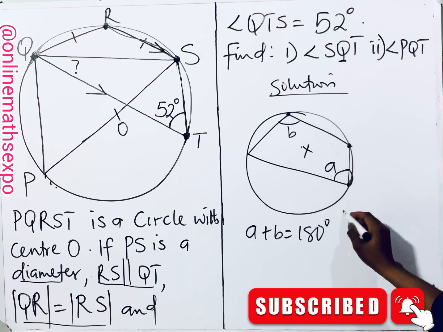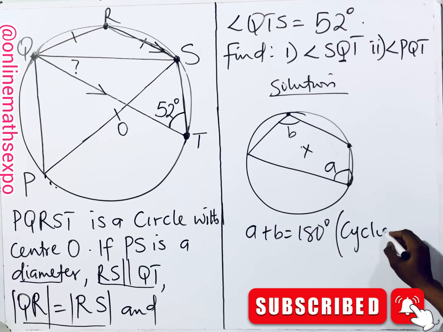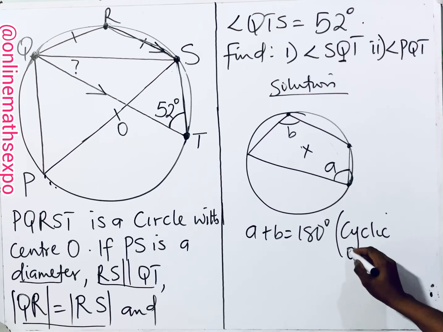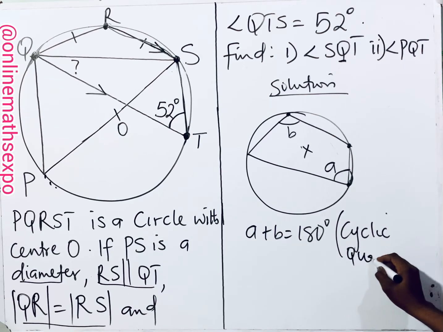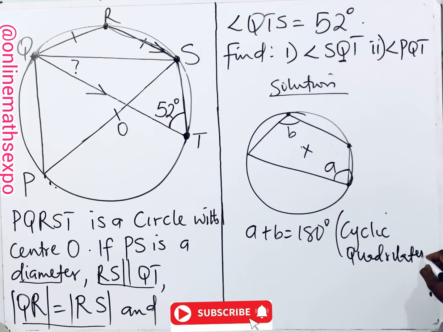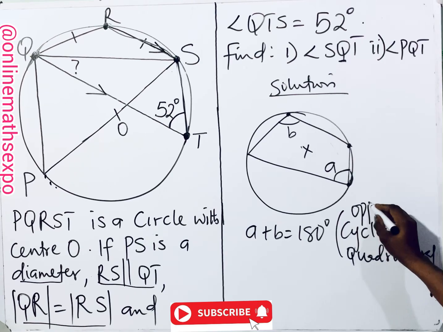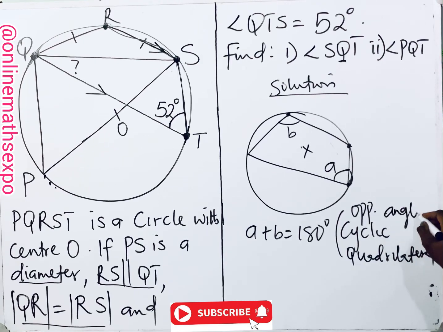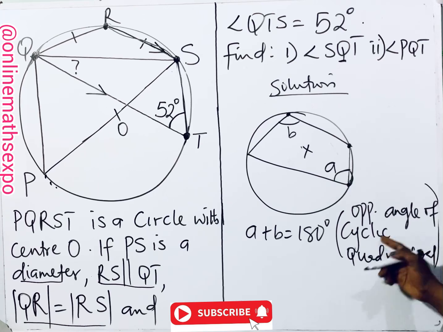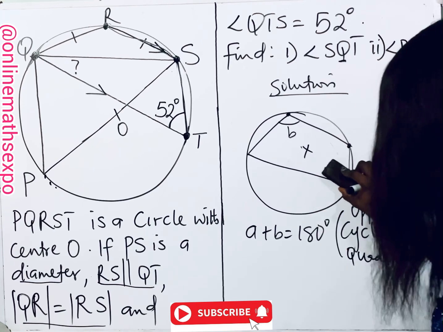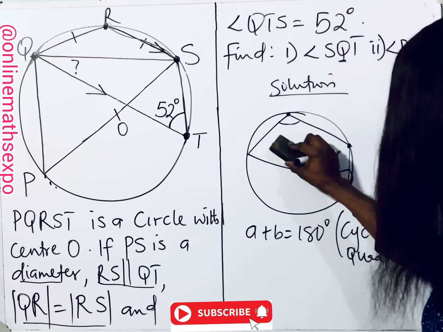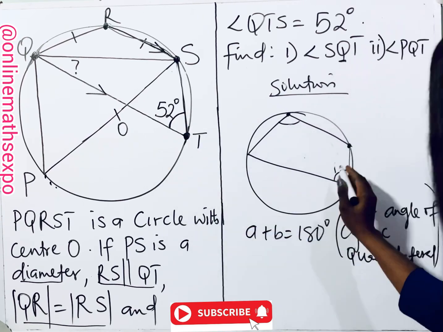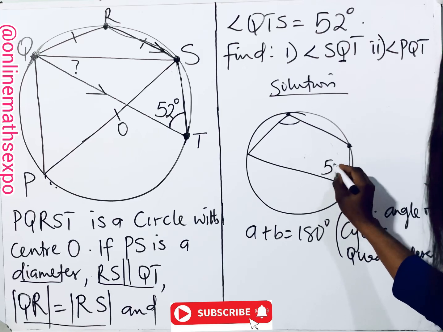We say they are what? Opposite angles of a cyclic quadrilateral. I hope you see that. So let's abbreviate it: opposite angles of a cyclic quadrilateral. I hope you see that. So let's take this off. So what it means is that here being 52, we're going to have here as 52 degrees.